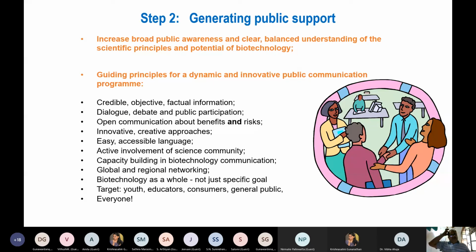Number two, we need to generate public support, that is, the local people around us in the district, in the state, in the country, and this is done basically by carrying out credible, objective, factual information over to them. We need to make a dialogue, we need to make debate and participate in public congresses. We need to make open communication, no hidden strategies, no hidden agenda. And we need to discuss everything, the ins and outs, the benefits and the risks related to our technology, and so forth.